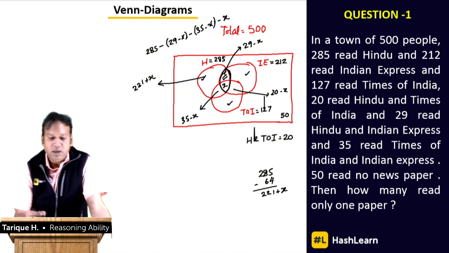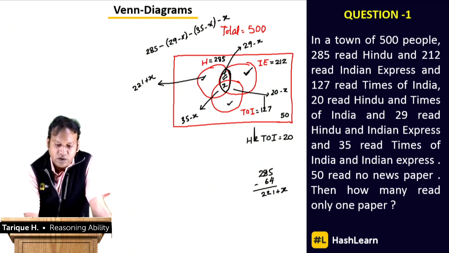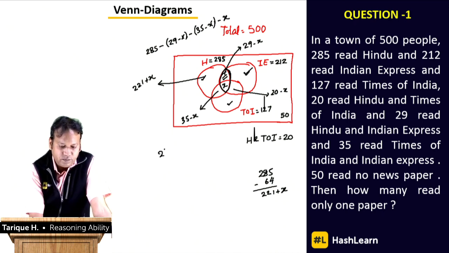Okay, now similarly we'll find out this area also. The total is 212. From 212 we'll subtract 29 minus x, and then we'll also subtract 20 minus x, and we'll also subtract this x here. So 3 times we subtract, so we'll get how much? 212 minus 29 and this is minus 49.